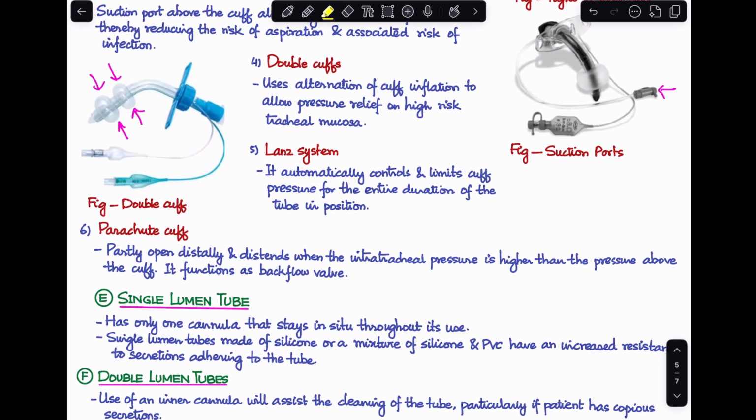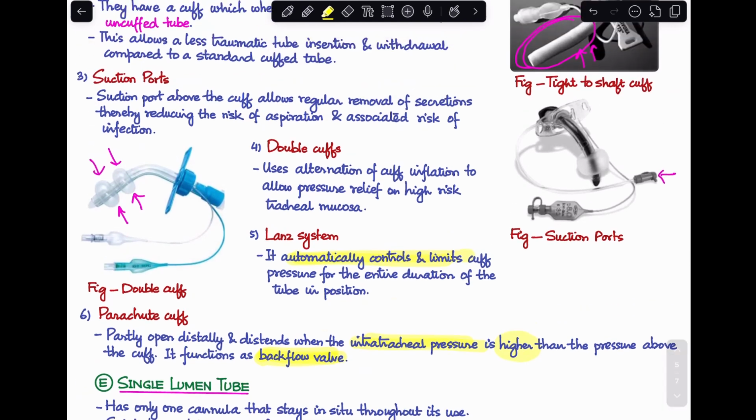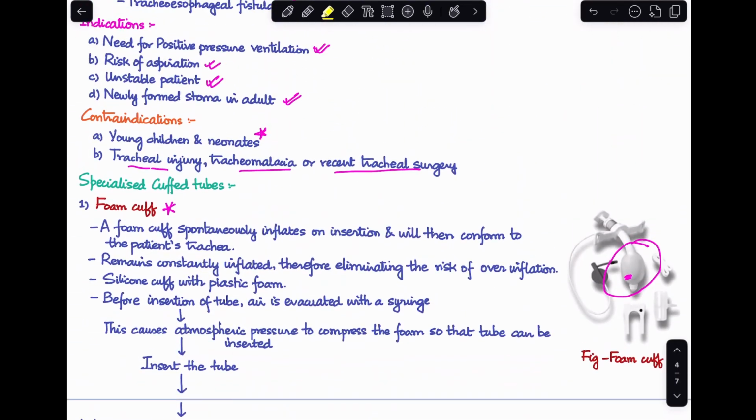Next, there are two others. One is the Lanz cuff. The Lanz system automatically controls and limits the cuff pressure during the entire duration of the tube in position. And lastly is the parachute cuff. The parachute cuff is partly open distally and it distends when the intratracheal pressure is higher than the pressure above the cuff. This basically functions like a backflow valve. So these are all the specialized cuff systems that we have.